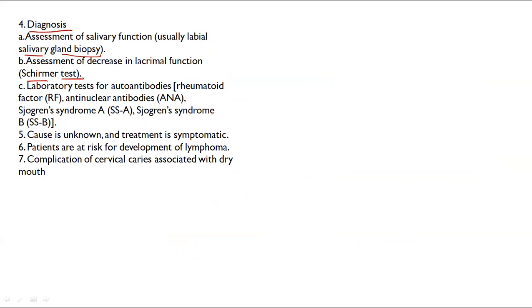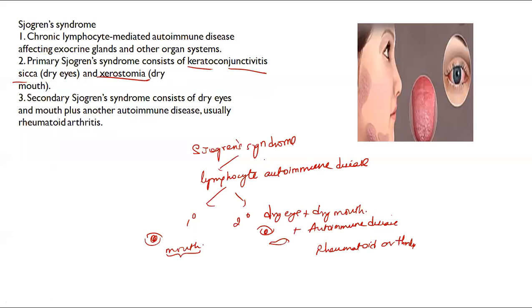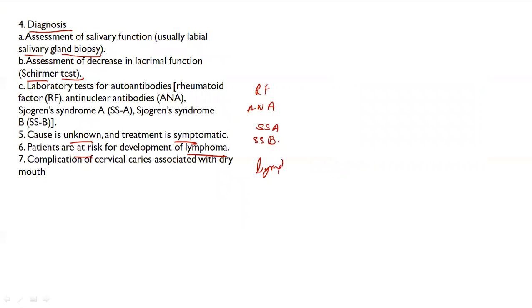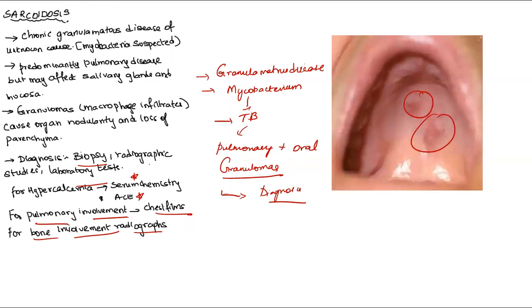The test is called the Schirmer test, and by checking rheumatoid factors, anti-nuclear antibodies, and then Sjogren syndrome A, Sjogren syndrome B. The cause is unknown, but we treat the symptoms. Patients are at risk of development of lymphoma, as it is a chronic lymphocyte-mediated autoimmune disease. Now, because of the dry mouth, there is more complication of development of cervical caries.